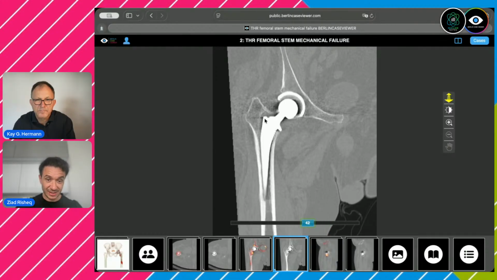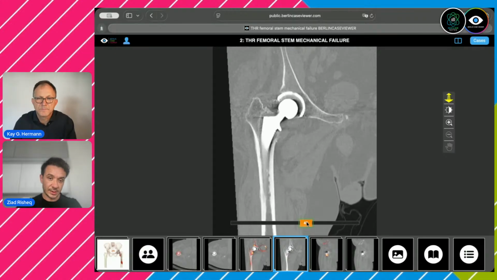You can see this line over here. This is a metal artifact, but you can see the cortex over here. Now, this is not a metal artifact. You cannot say this is a metal artifact. You can see this very thin line over here. This is probably a metal artifact, but the rest of this region is not metal artifact lucency.